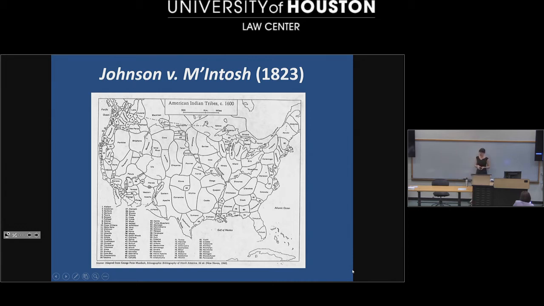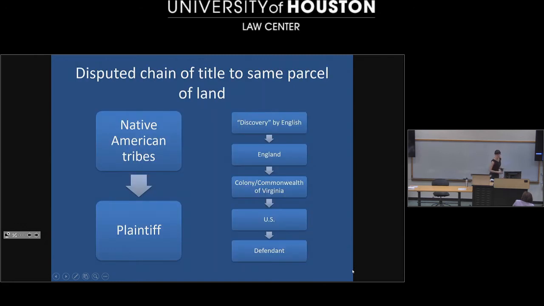And we'll talk later in the semester more about the chain of title, the chain of legal ownership, but here you have two competing chains of title. And so you have the plaintiff and the defendant, and they are both claiming they have title, legal ownership to land, but they're claiming it through two different chains of title.